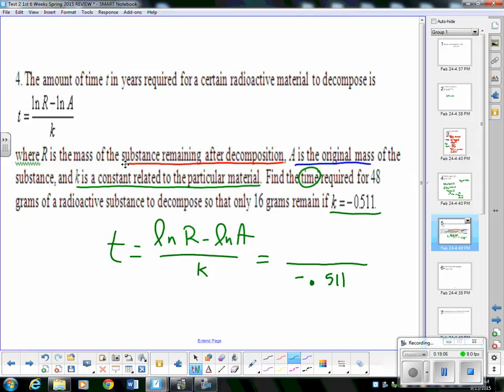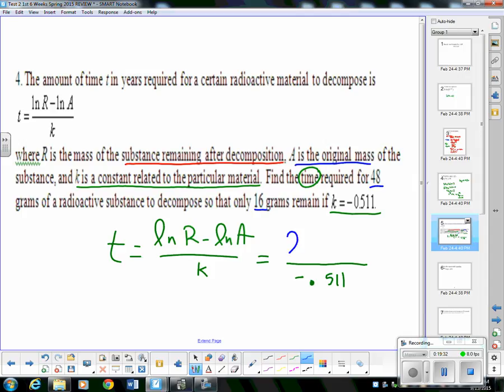So it says, find the time required for 78 grams of a radioactive substance to decompose so that only 16 grams remains. So we have 2 numbers, underlined in blue, 48 and 16. We need to know which one of those is R and which one of those is A. Well, again, R is the substance remaining. So if you read the problem, we start off with 48, we have 16 remaining.